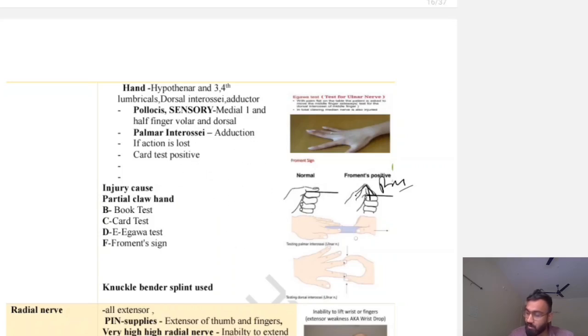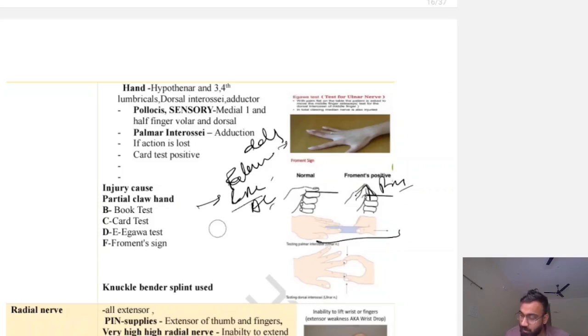Next is the card test. The card test is used to know the function of the interossei. The patient is not able to hold the card in between because of loss of action of the palmar and dorsal interossei, which cause adduction as well as abduction.